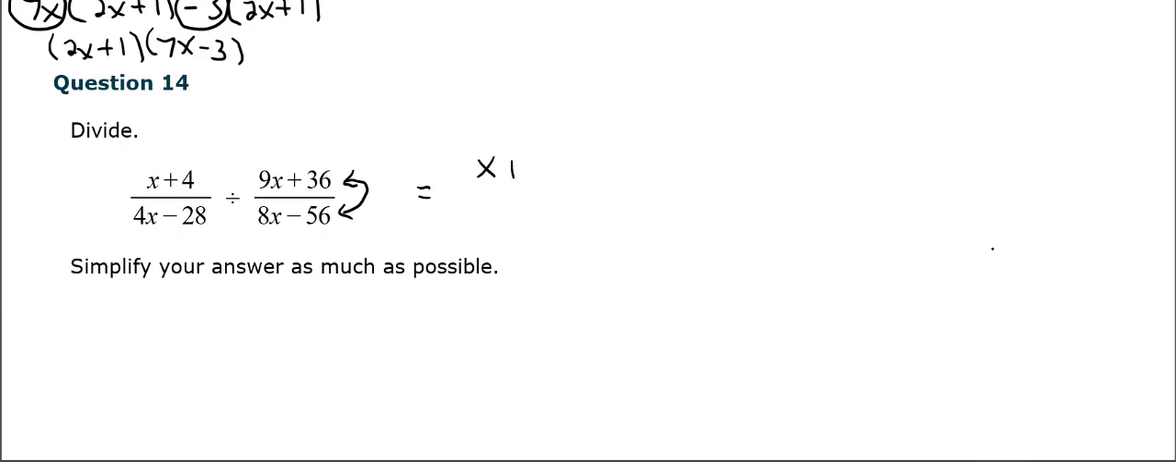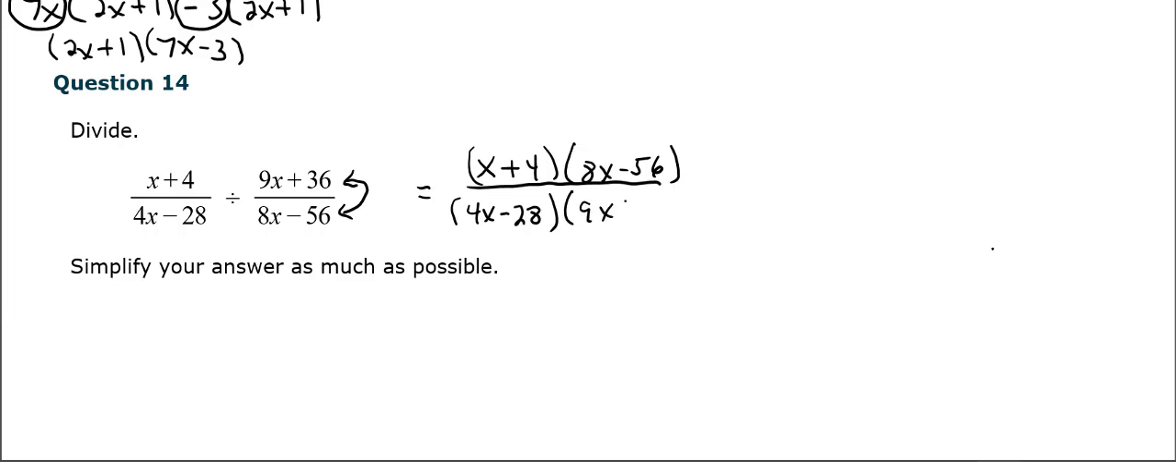I have x plus 4 in the numerator, and in my denominator, 4x minus 28. Now remember, when I'm taking the reciprocal, the 8x minus 56 now goes into the numerator, and the 9x plus 36 goes in the denominator. So now we're going to factor. The x plus 4 cannot factor, so it remains the same.